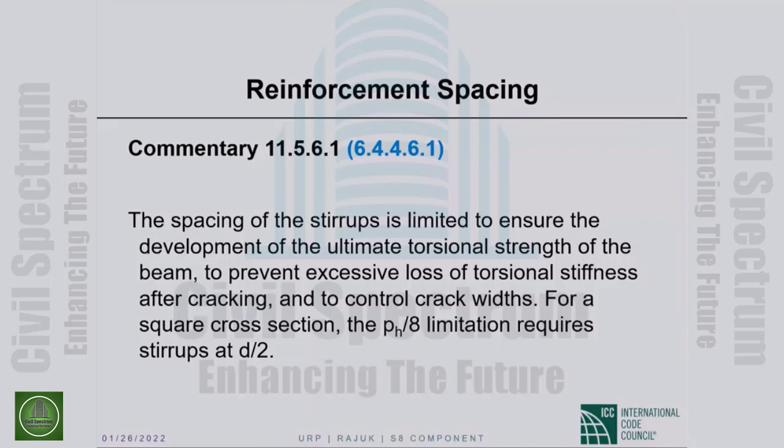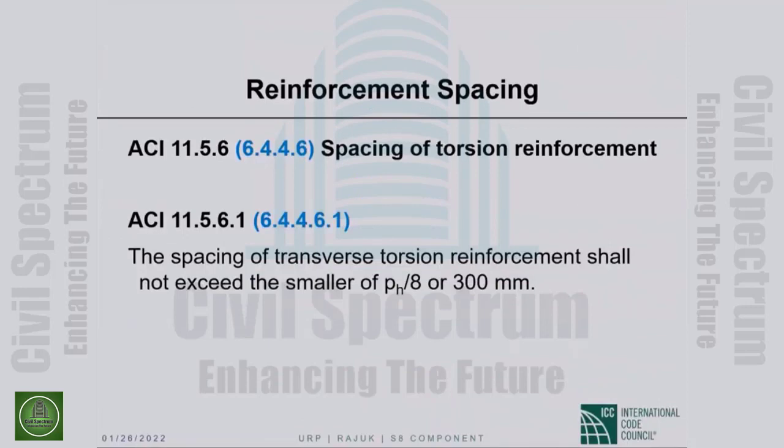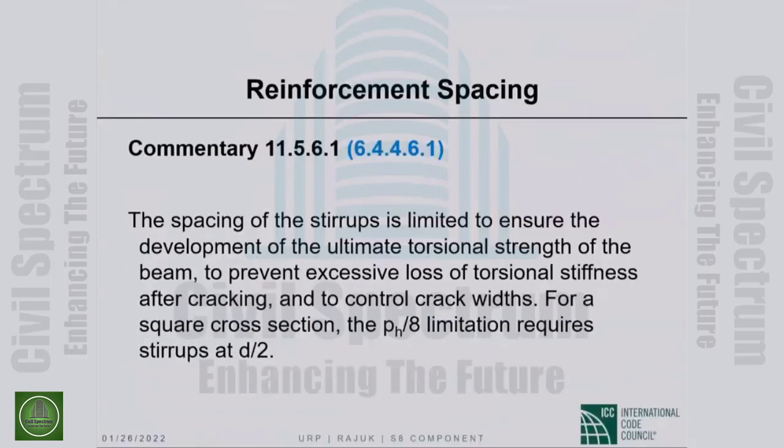For a square cross-section, the P sub H over 8 limitation requires stirrups at D over 2, 1/2 of the effective depth. Okay. So it is P sub H over 8 or 300 millimeters, whichever is the smaller of the two.